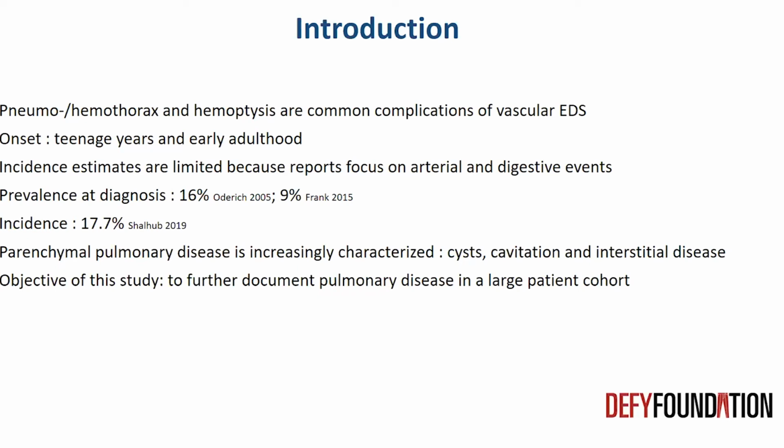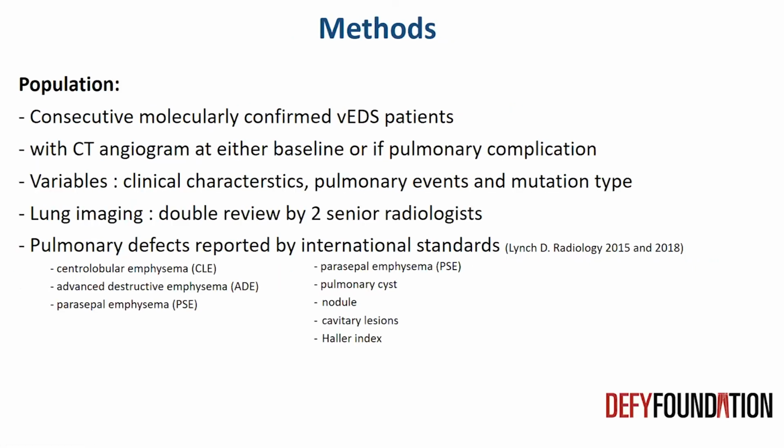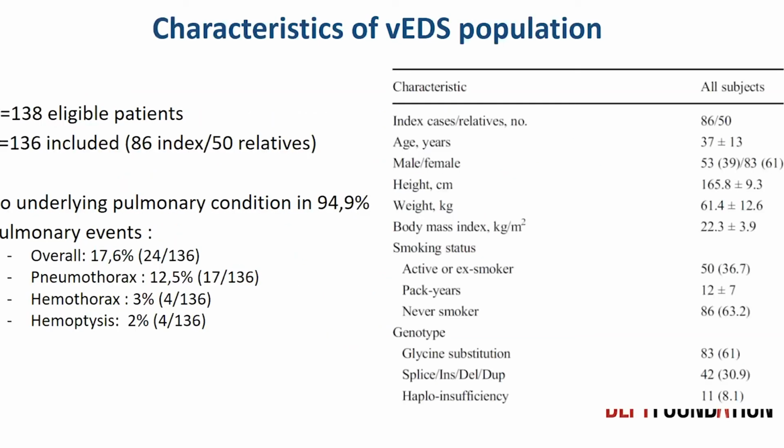To do that, we included all consecutive molecularly confirmed patients of our center between 2004 and 2016. These patients needed to have a CT scan at baseline, which we define as molecular diagnosis and diagnostic workup after molecular diagnosis, or in case of an acute complication. The usual variables were assessed as clinical characteristics and of course pulmonary events in these patients, and type of mutation. Lung imaging was subjected to a consensus review by two senior radiologists, and defects were described in concordance with international standards.